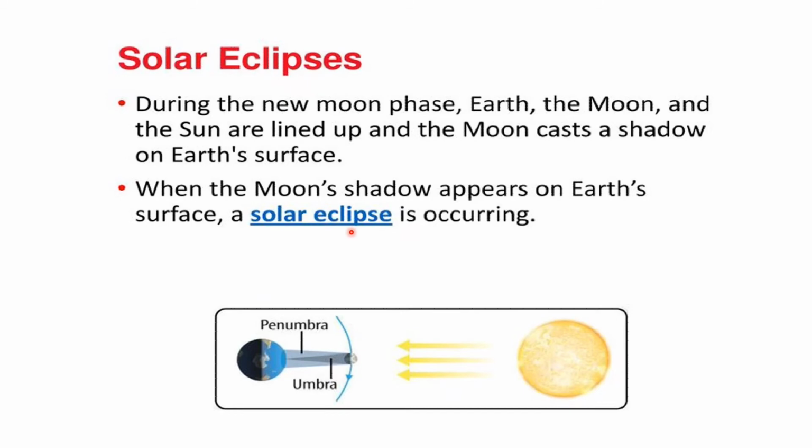Again, during this phase, the sun, the earth, and the moon are lined up. When the sun shines, the moon will block the light of the sun. So the moon will make a shadow on Earth's surface. That's why we experience the solar eclipse.